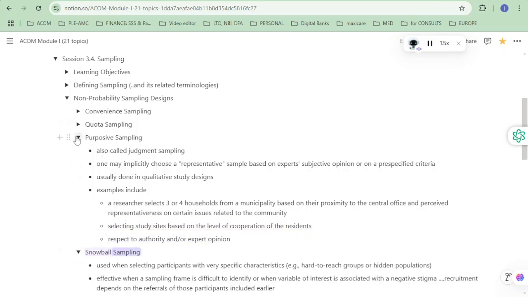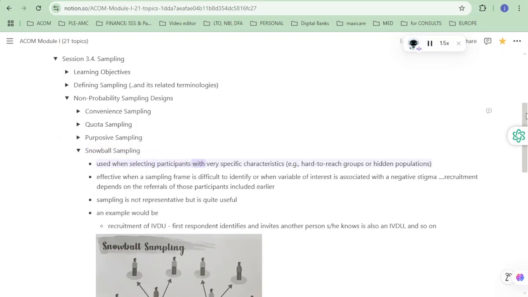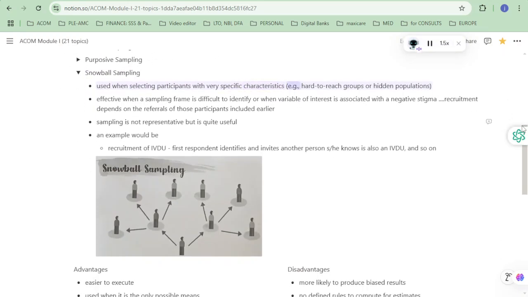Snowball sampling. Used when selecting participants with very specific characteristics, for example hard-to-reach groups or hidden populations. Effective when a sampling frame is difficult to identify or when the variable of interest is associated with a negative stigma. Recruitment depends on the referrals of those participants included earlier. Sampling is not representative but is quite useful. An example would be recruitment of IVDU. The first respondent identifies and invites another person he knows is also an IVDU, and so on.